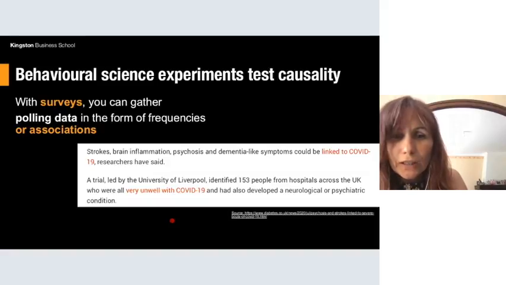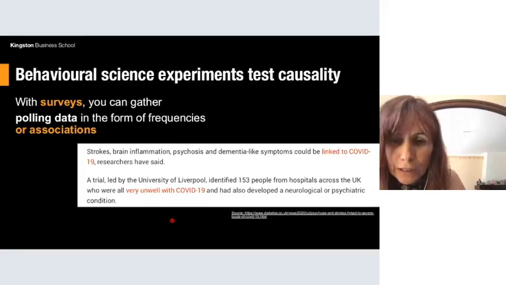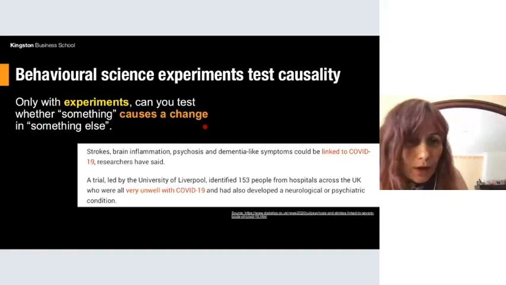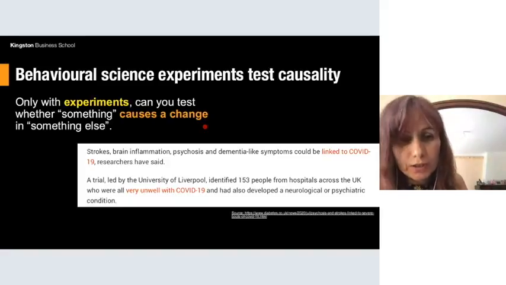With a survey, you can also collect more than one variable, and you can move forward one step, which is looking at association. So things that seem to co-occur together, or things that seem to be more or less likely. Right. So only with experiments can you test whether something causes a change in something else.